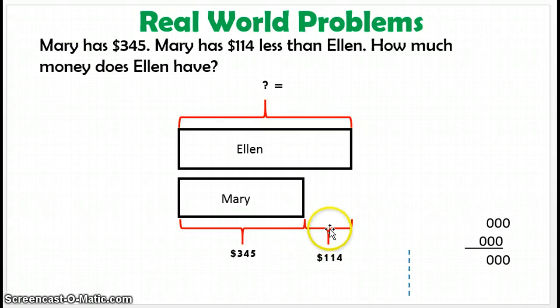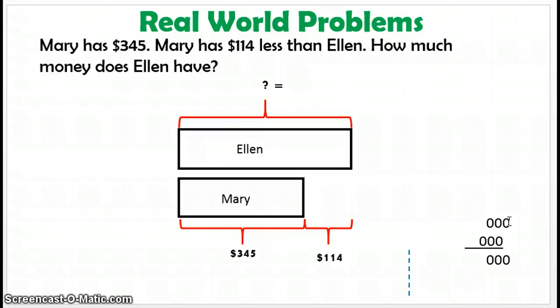So a part is not missing. But if I look at the top, I notice that this is my whole. This is my whole. And I don't know what my whole is. So that means if I don't know what my whole is, then that means I have to add. So that means I'm adding these 2 numbers to find how much money Ellen has.